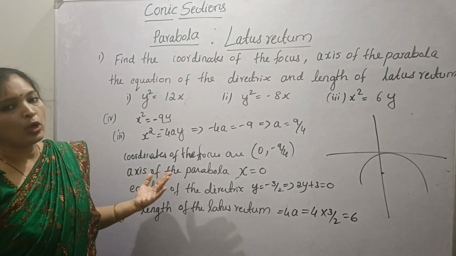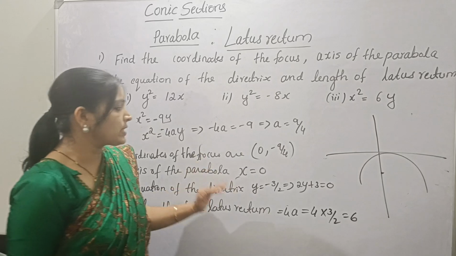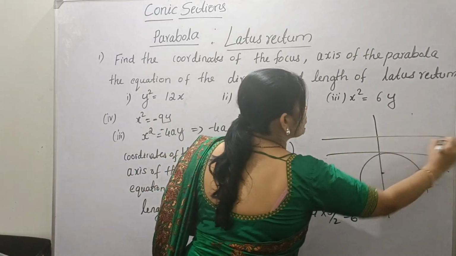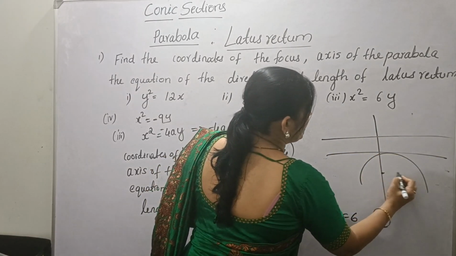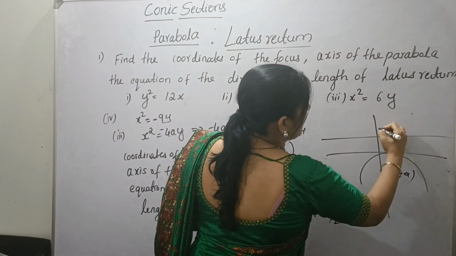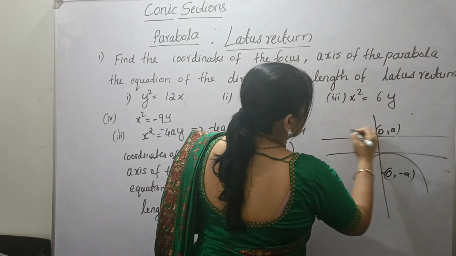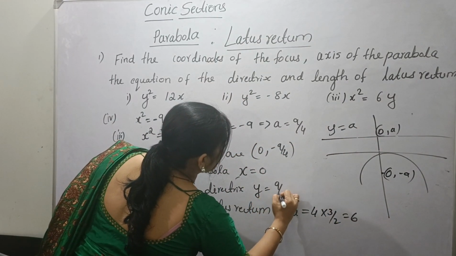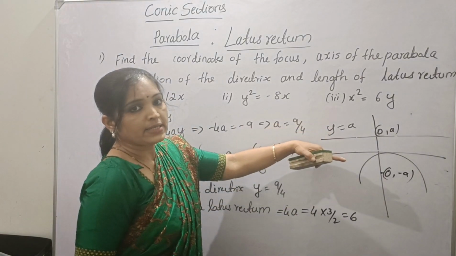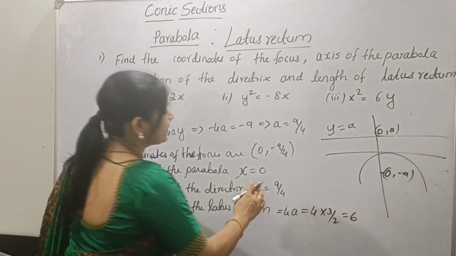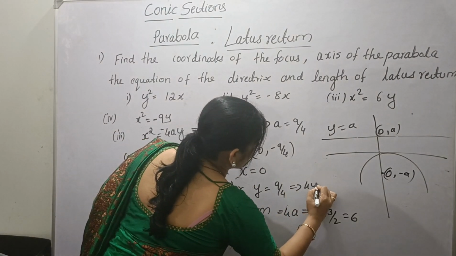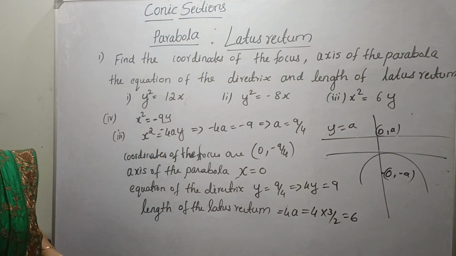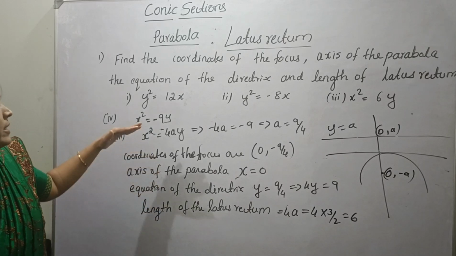Next, the axis of the parabola is x = 0. Equation of the directrix. See here, since the parabola opens towards the negative y-axis, the directrix will be on the positive side, right? So the equation is y = a. So here y = 9/4 because the directrix is on the positive y-axis. Therefore y = 9/4, that is 4y = 9, or you can write 4y - 9 = 0. That is the equation of the directrix of this parabola.